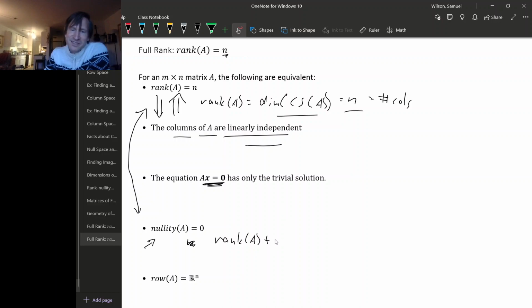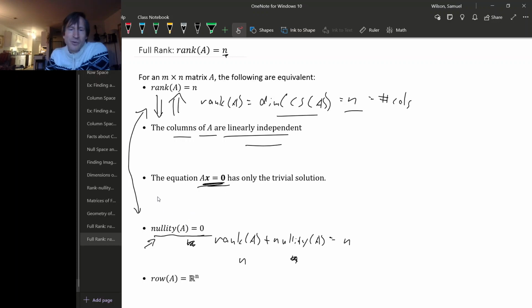Rank nullity theorem says that rank plus nullity is equal to n. But if the rank is n, then the nullity is 0, and we're done. But if the nullity is 0, then the rank has to be n, and so the implication goes the other way. All right, so now let's show that if the nullity is 0, then this equation has only the trivial solution.